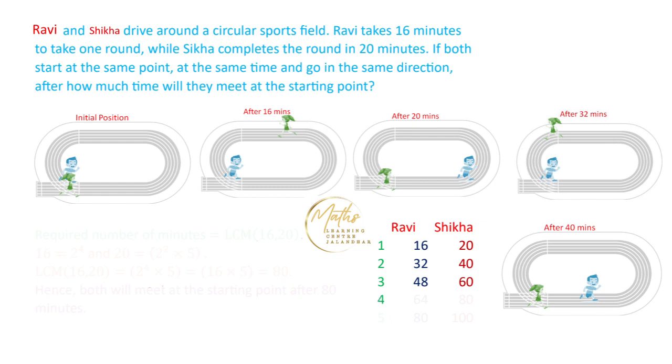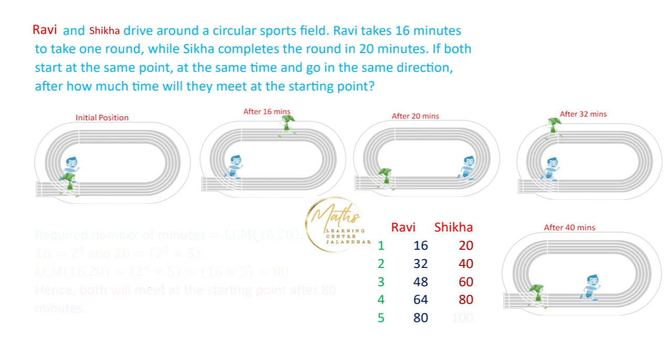Then the fourth round we are talking about: Ravi will complete after 64 minutes, Shikha will complete after 80 minutes. Then we are talking about the fifth round. Look at this condition over here. When Shikha is completing her fourth round, 80 minutes have passed, and Ravi takes 80 minutes to complete the fifth round.